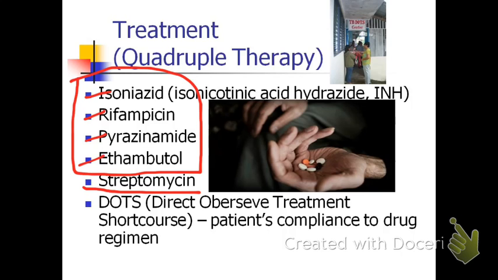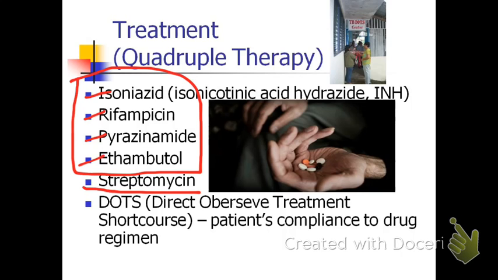Its main objective is to monitor patients' compliance to the drug regimen. Because before, usually the patient would just go to the health center, and then bring home the drugs. Then some of these patients would tend to sell the drugs, or sometimes they would forget to drink the antibiotics. So what happens is that Mycobacterium tuberculosis eventually develops resistance. And because of that resistance, of course, it would be harder for us to treat the infection.